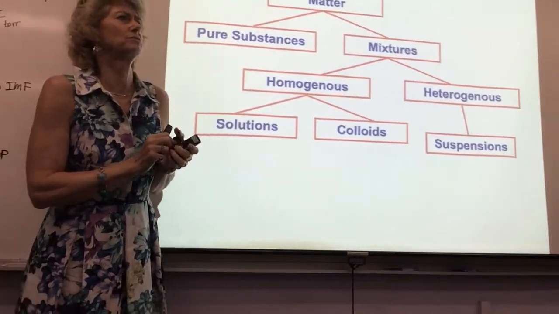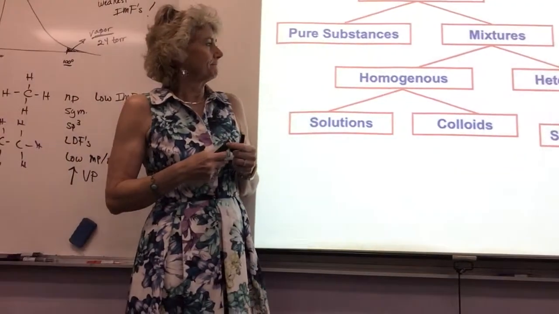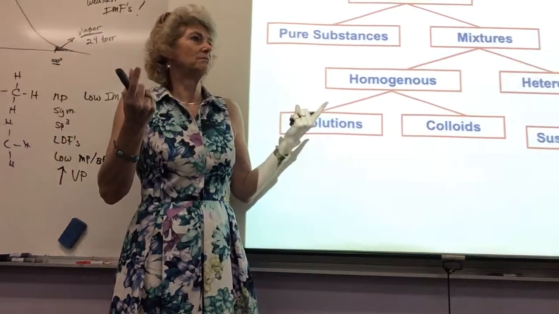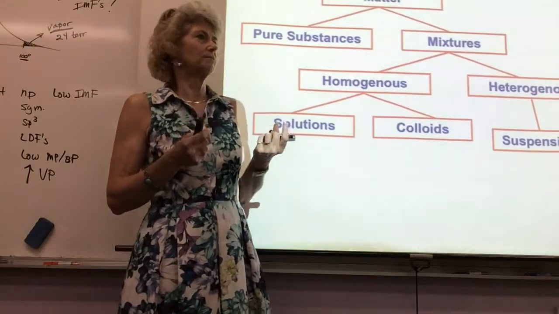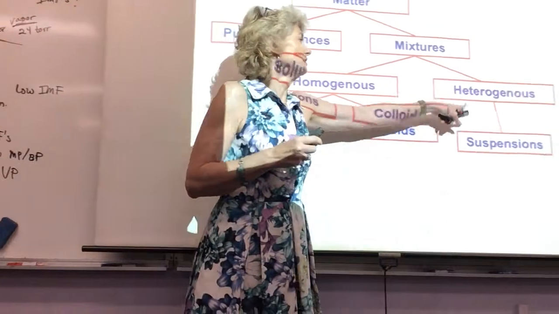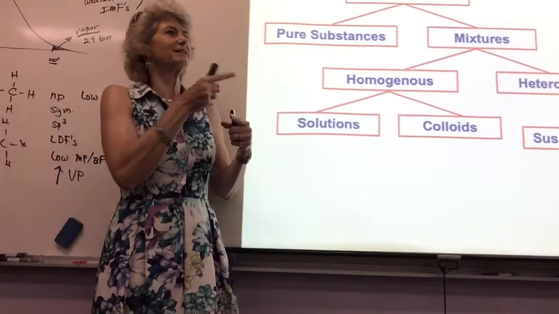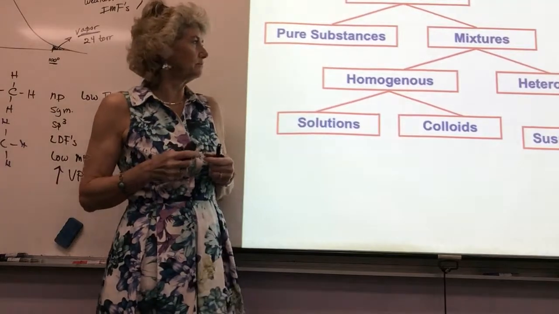Yes, so all heterogeneous mixtures are suspensions? No, raisins and peanuts mixed together, neither one is suspended in the other. But an example of a heterogeneous mixture is the other way. A suspension is an example of a heterogeneous mixture.